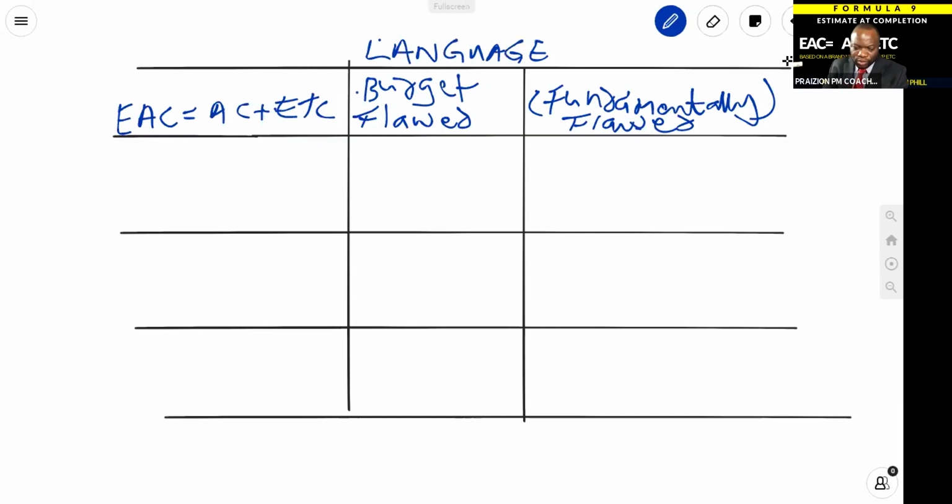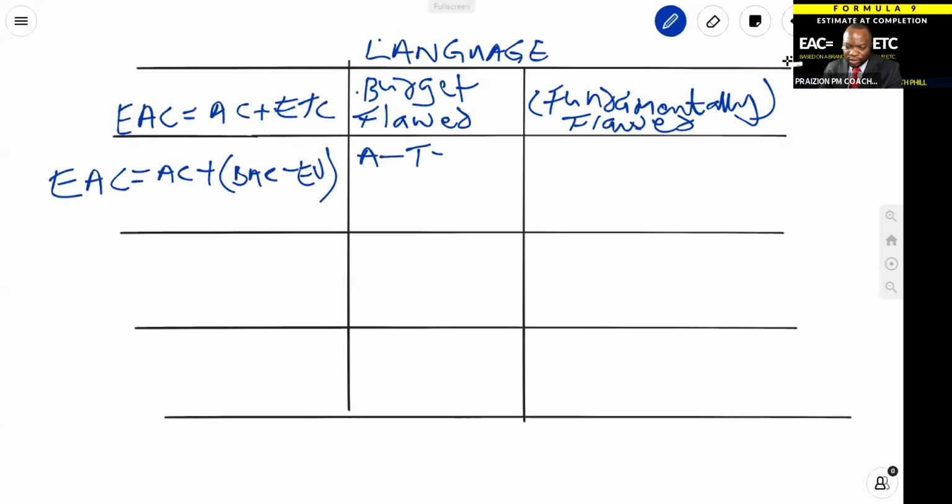All right, the next one is EAC equals AC plus BAC minus EV. This one, we use this when we have an atypical variance, or you could say variances. You use this one for atypical variances, which means it's a one-off. My budget is still okay for the remaining work, okay?